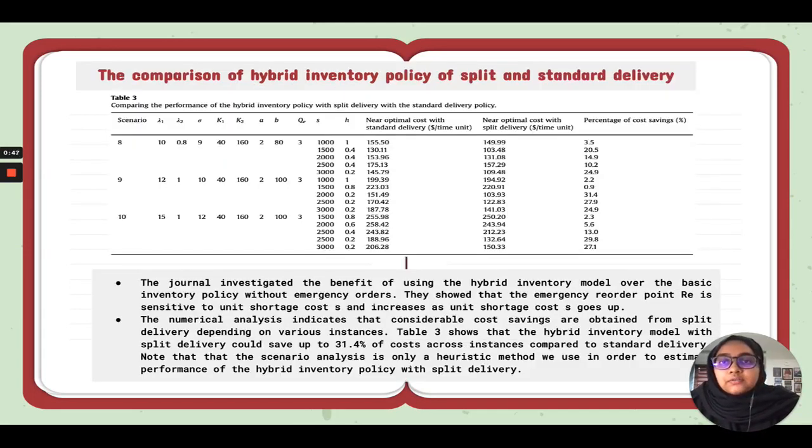For the comparison of the hybrid inventory policy with split and standard delivery, based on Table 3, the journal investigated the benefit of using the hybrid inventory model over the basic inventory policy without emergency orders. They showed that the emergency order point RE is sensitive to unit shortage cost S and increases as S grows. The numerical analysis indicates that considerable cost savings are obtained from split delivery depending on various instances.